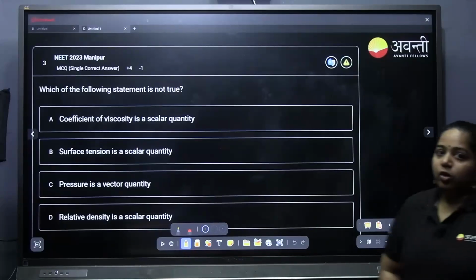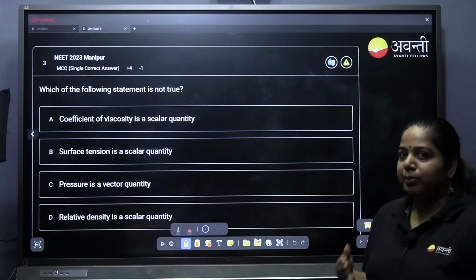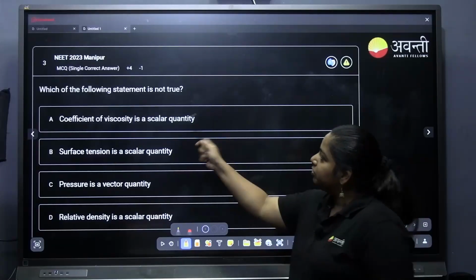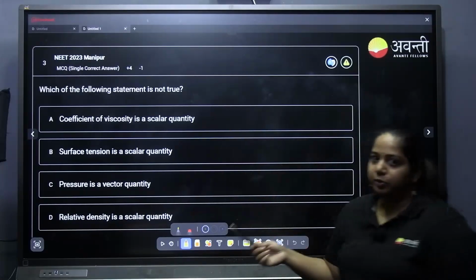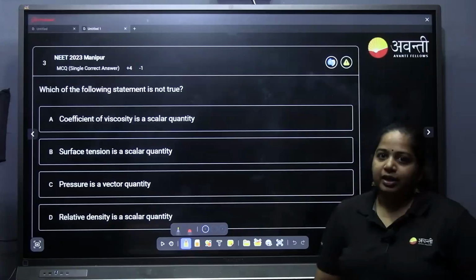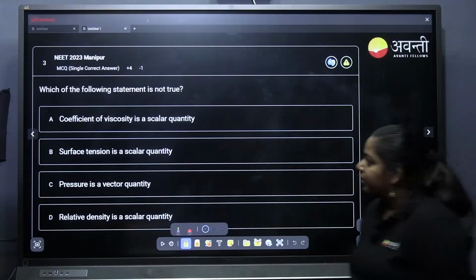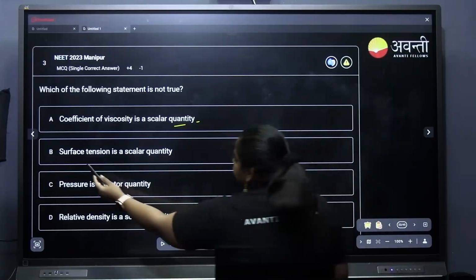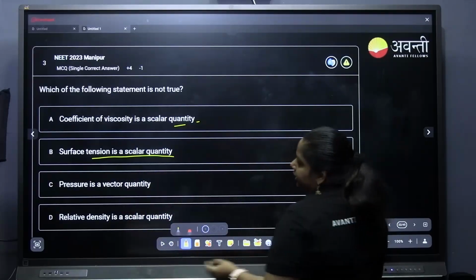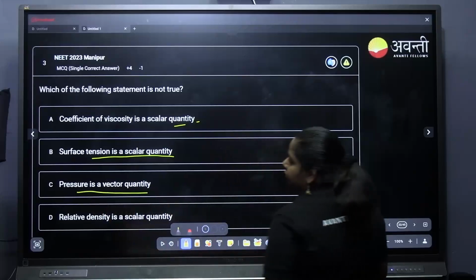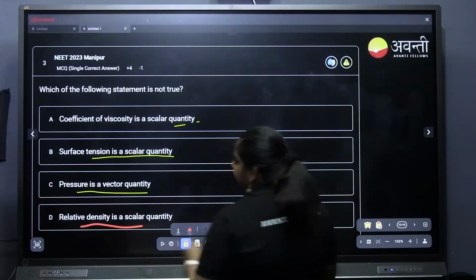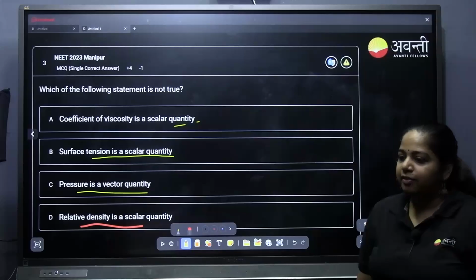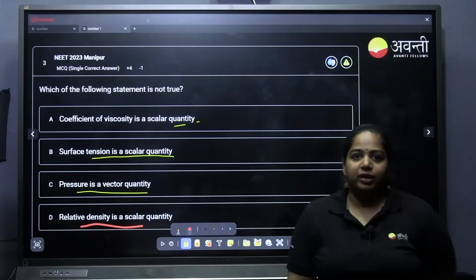Next one, it is a conceptual question, so we must attend it. Which of the following statements is not true? We have to find a false statement. First statement, coefficient of viscosity is a scalar quantity. Second, surface tension is a scalar quantity. Third, pressure is a vector quantity. Last, relative density is a scalar quantity. Which do you think is the wrong one?